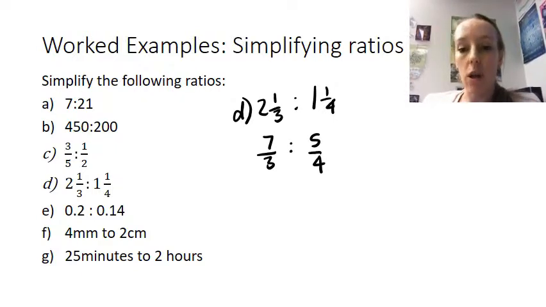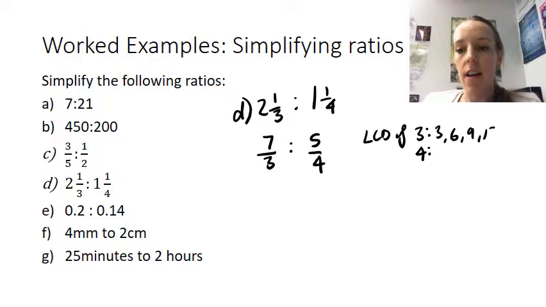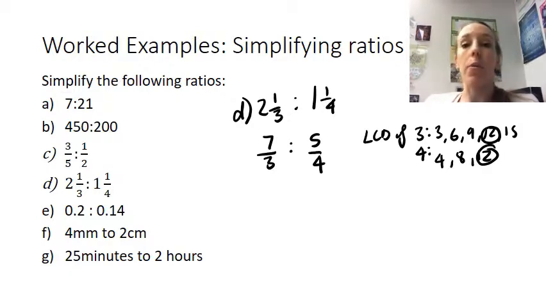Again, we're going to find our lowest common denominator of 3 and 4. Possibly you can do that in your head. I'll just show you the steps. So 3, 6, 9, 12, 15, and 4, 8, 12. Here we go. Our lowest common denominator is 12.